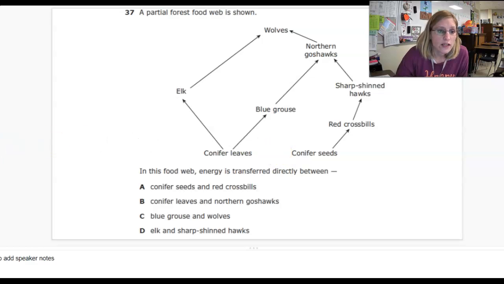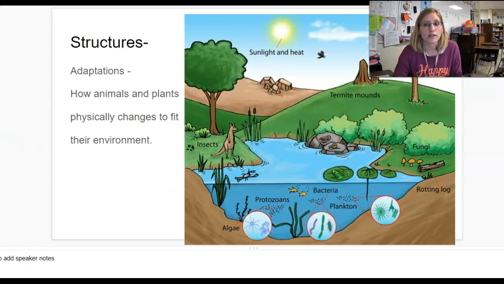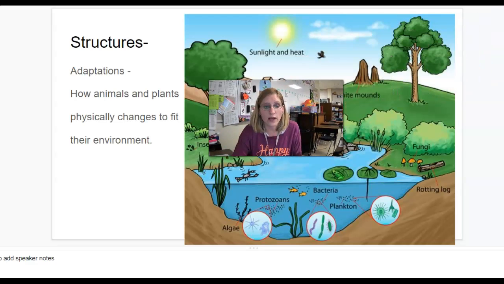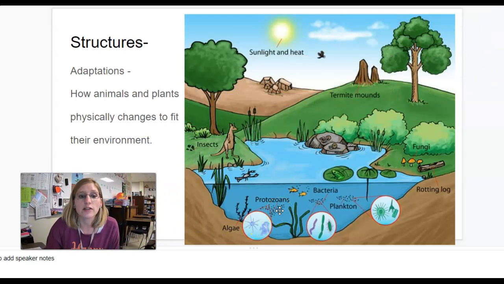Good job. Okay, so the next one we're going to talk about: we talked about food webs, now we talk about structures. Remember, structures are all about adaptation. How does a plant and animal physically change to fit their environment? A structure is how they physically adapt to their environment.